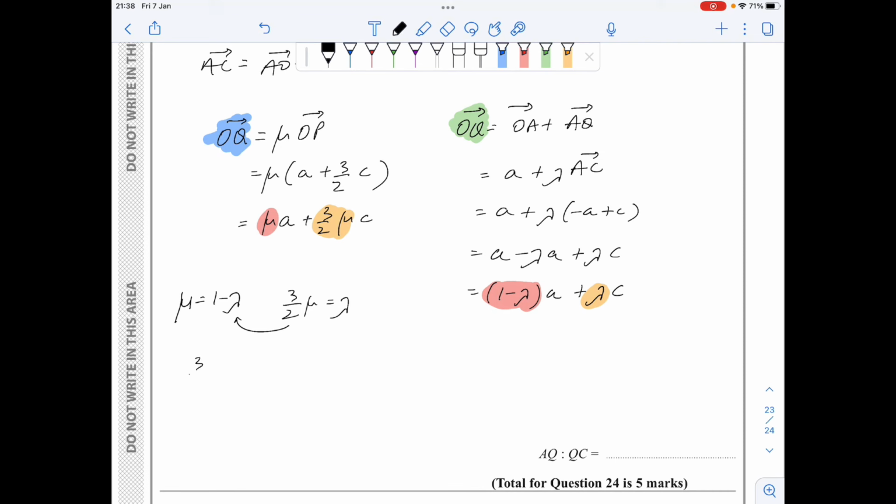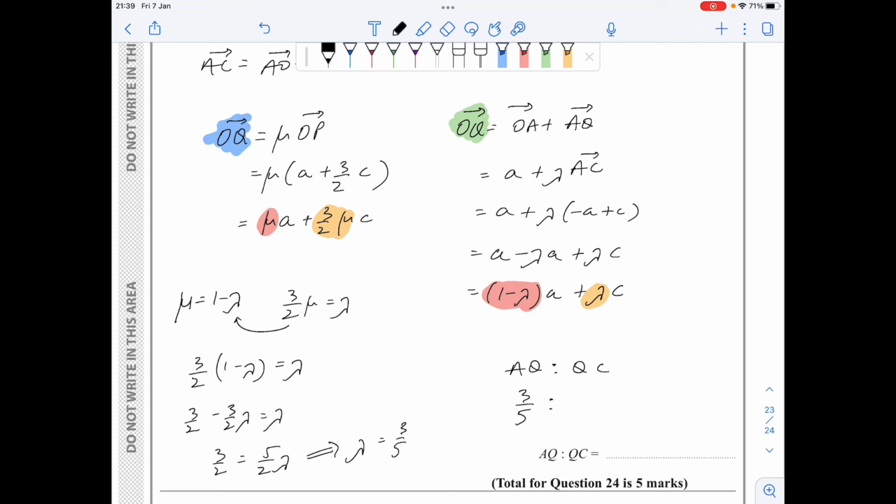I will get 3 over 2 times 1 minus lambda equals lambda. So 3 over 2 minus 3 over 2 lambda equals lambda. So 3 over 2 is equal to 5 over 2 lambda, which means that lambda is equal to 3 over 5. So now I have the required ratio. AQ to QC is equal to 3 over 5 to 1 minus lambda, which is 2 over 5. And if I multiply this by 5, I will get 3 to 2.